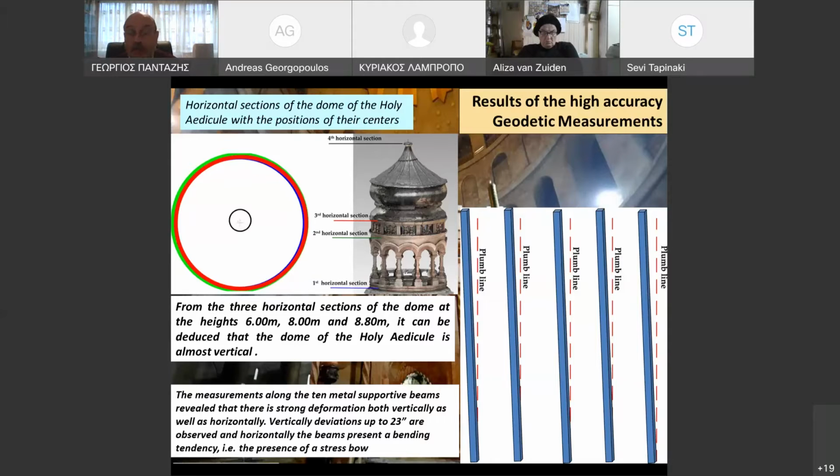From this figure it can be deduced that the dome of the Holy Edicule is vertical. It does not deviate from the vertical plane.